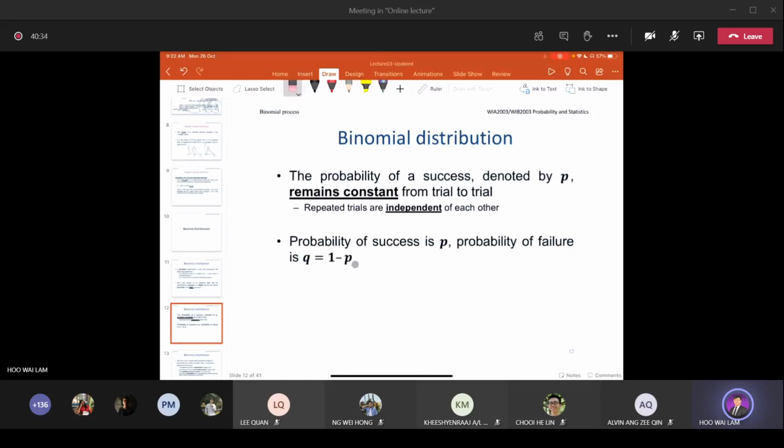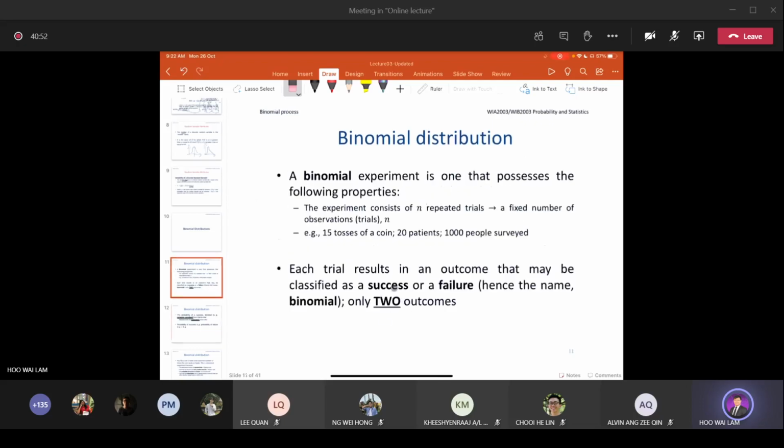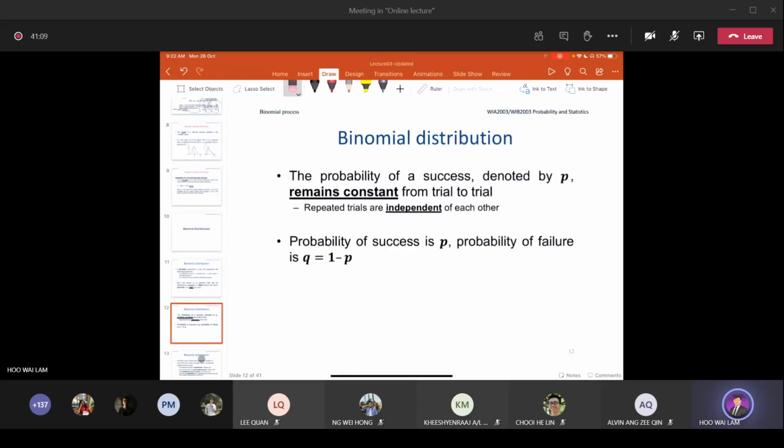So you have very clear-cut probability values over here. Your probability of success is p, probability of failure is q, where q can be calculated using 1 minus p. Why is it 1 minus p? Still remember your multiplication rule or your complement rule? Success or failure, these two are exhaustive events. So it's either success or failure. That's why when you know the probability of success, you'll be able to know the probability of failure by doing 1 minus it. Complement. You still recall, all right?